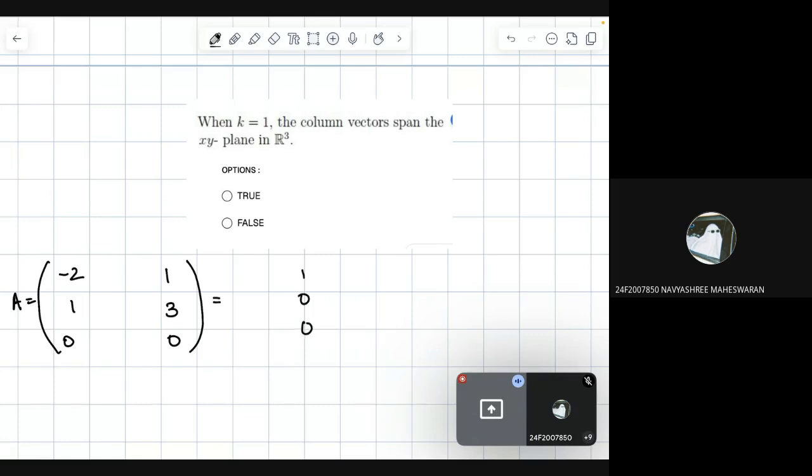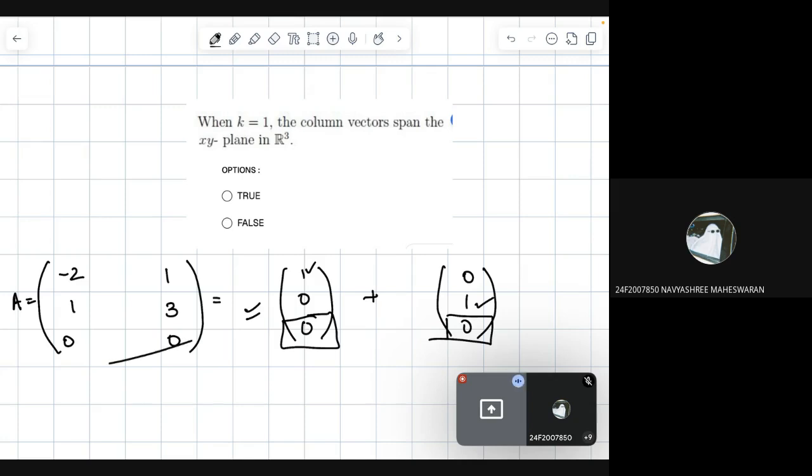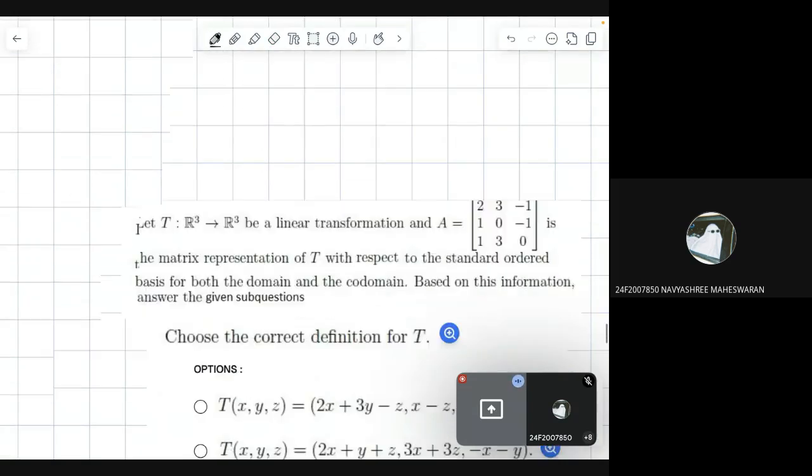of 1, 0, 0 and something and 0, 1, 0. So this component does not change anything because we have non-negative values in these two positions. So this spans the xy plane. Right. Now moving on to the next question.